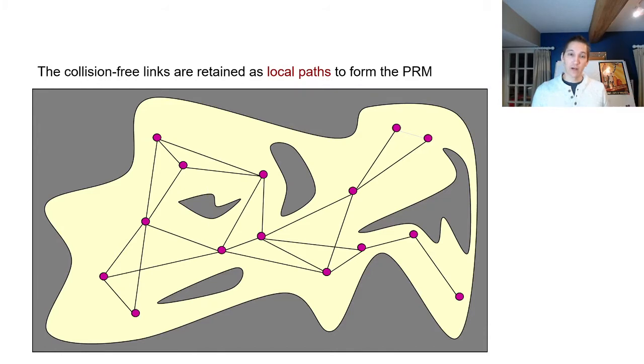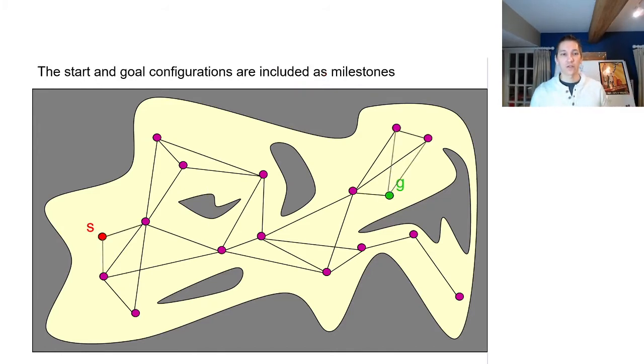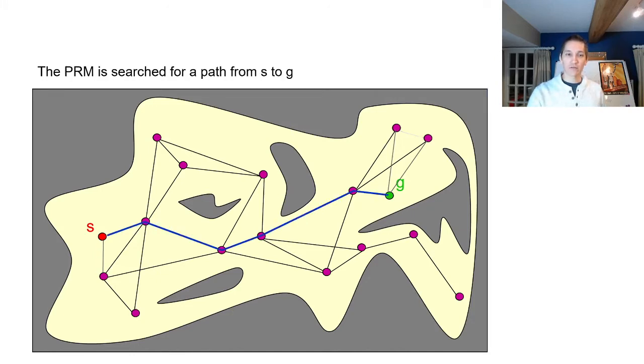Now we have this graph, and we can now construct, also with a similar technique, local paths to start and goal configurations, again doing collision checking. And now we can search this graph from the start to the goal to find a path from the start to the goal. If one doesn't exist, well, we declare failure, but if one exists, we know that it is actually a collision-free feasible path.